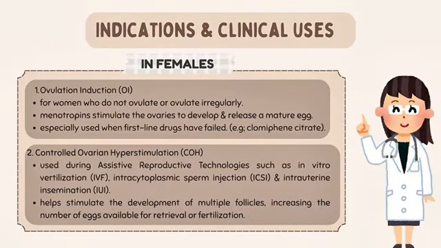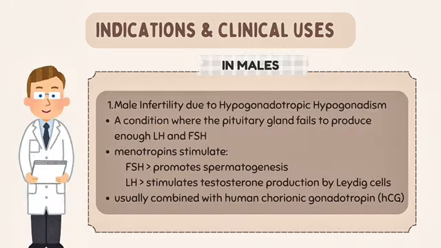Clinically, menotropins are used for ovulation induction, especially when first-line treatments fail, control ovarian hyperstimulation in assisted reproductive techniques, and in males to treat infertility caused by hypogonadotropic hypogonadism, usually combined with HCG.